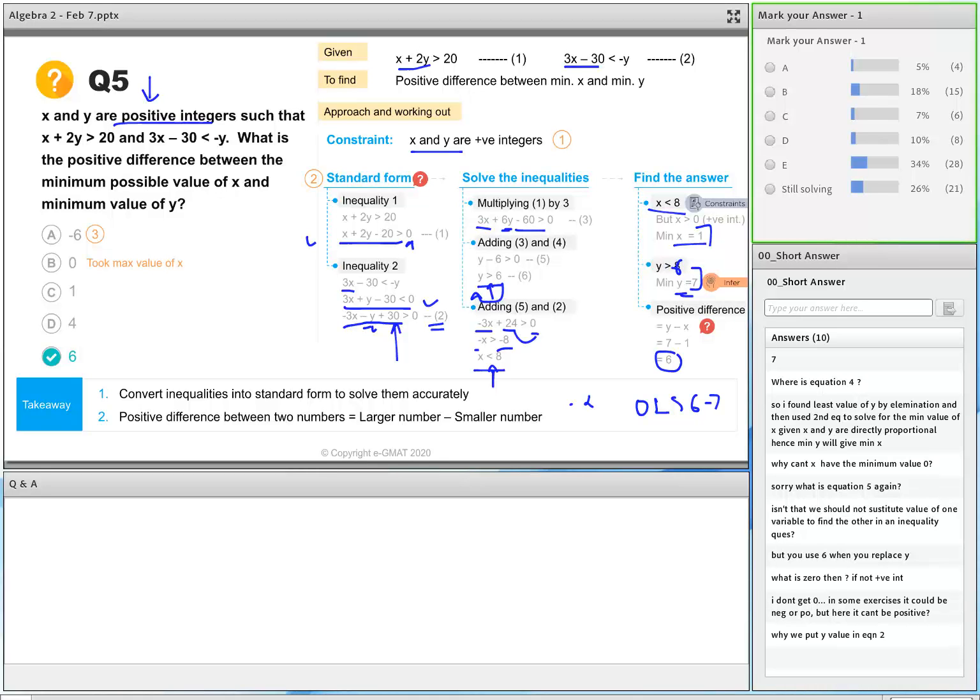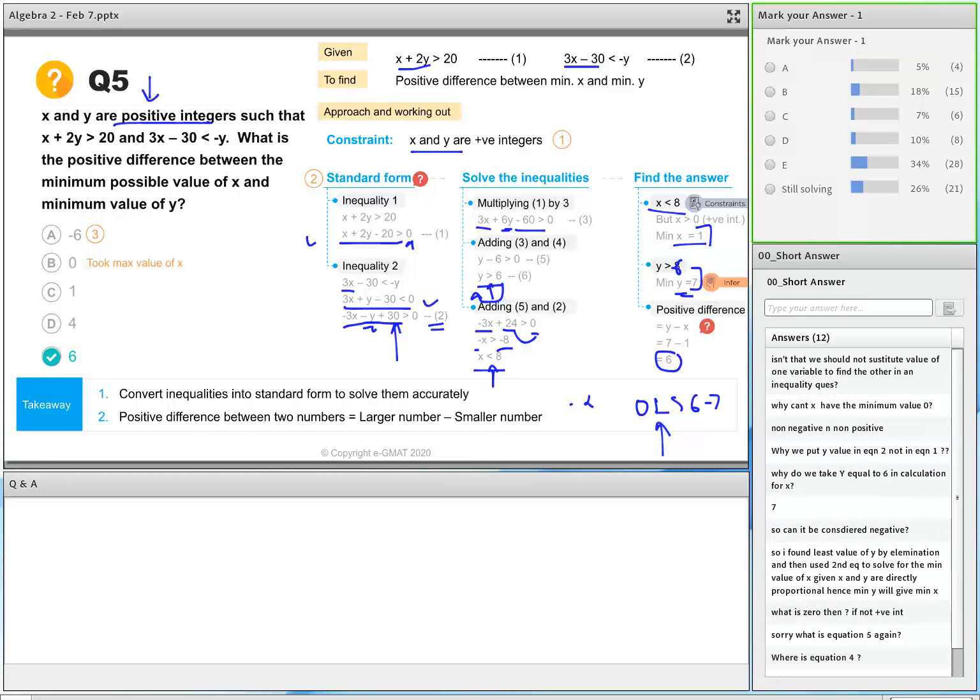I have a few questions, so let's look at these questions first before going to the next set of questions that I have. Didn't get 0 in some exercises. It could be negative or positive, but here it can't be positive. Again, 0 is not at all a positive number. 0 is a non-negative number, but non-negative does not mean it's a positive number, right? So please understand that 0 is a non-negative number, but not a positive number. The smallest positive integer is equal to 1. This is something that you have to keep in mind.